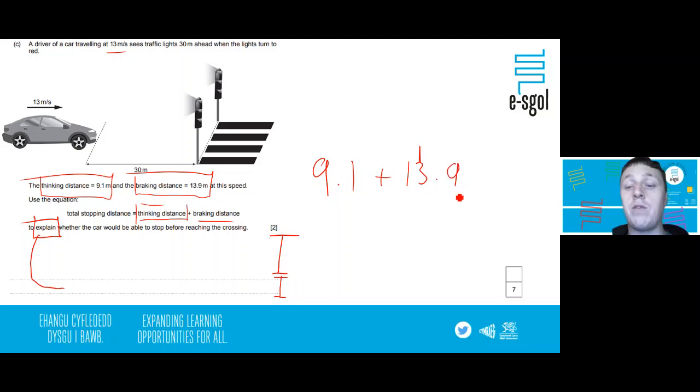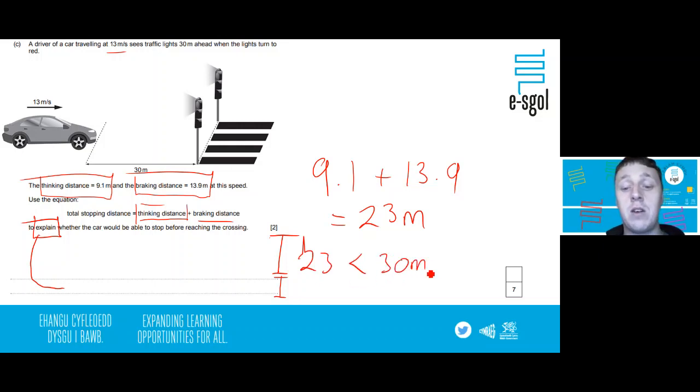So that value of 9.1 added to 13.9 will give us a value of 23 meters. And now we can make a valid conclusion along the lines of either identifying that the car will stop in 23 meters, which is less than 30 meters. So a statement along the lines of 23 is less than 30 meters.